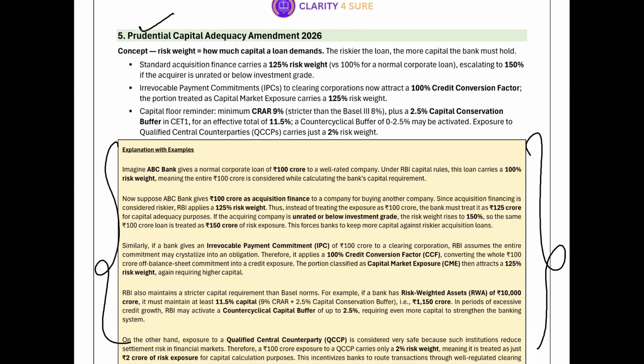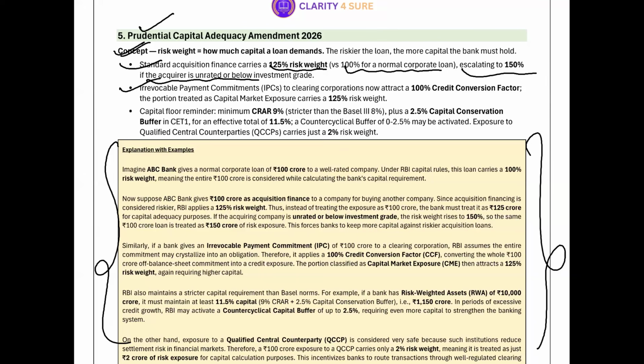Right, because the PDF is getting provided, because it is a gist class, it is not a regular class that I will explain each and every term, but the concept is important। देखो concept क्या है कि risk weight equal to how much capital a loan demands, तो आपको याद रखना है standard acquisition finance carry 125 risk weight versus 100% normal corporate loans escalating to 150% if the acquirer is unrated or below investment grade। अगर जो acquirer है उसको कोई grading ही नहीं मिला है and they are unrated, right, so it can lead up to escalated to 150%। standard acquisition finance carries कितना है 125, but it can lead to 150% if it is escalating, ठीक है?